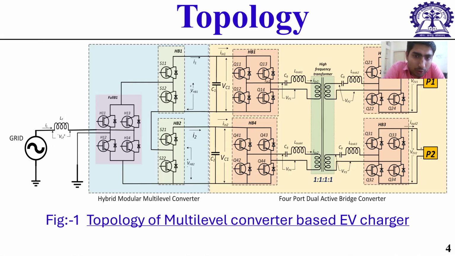This is my overall topology. My topology consists of two stages. First is the AC-DC stage and the DC-DC stage. We can see that in the AC-DC stage, it is a hybrid modular multi-level converter. And in the DC-DC stage, there are two dual active bridge converters. I have named it the four port dual active bridge converter, or we can say quad active bridge converter. It is coupled by a high frequency transformer. Let me show you my simulation results.